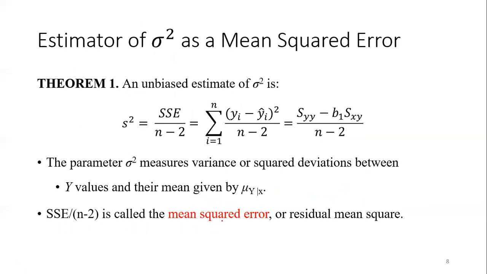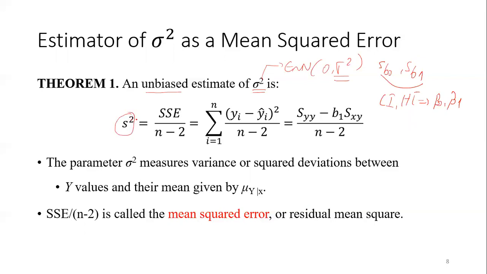Now, the theorem says that an unbiased estimate of sigma square, remember, was the variance of epsilon. And why do we need this? We need this because we need to find s of b0 and s of b1. Why? Because we will make confidence intervals and hypothesis tests for beta 0 and beta 1. That's why we need an estimate of sigma square. So s squared, the unbiased estimate of sigma square, is equal to SSE divided by n minus 2. What was SSE?